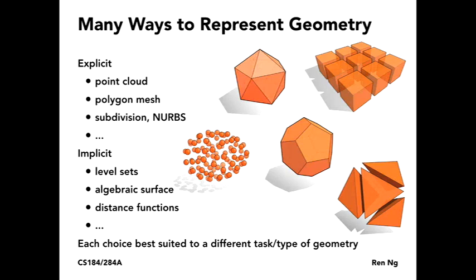It can be very hard to sample explicitly where that surface is, okay? But there are ways to calculate certain geometric processing on it, like where it intersects a ray. That will be of great interest to us when we talk about ray tracing, and it turns out algebraically that's quite an efficient way to do things. So level sets are one way. Certain algebraic surface representations fall into that category too. Distance functions, we'll come back to that a little bit. Each choice is suited to a different task and a different type of geometry.